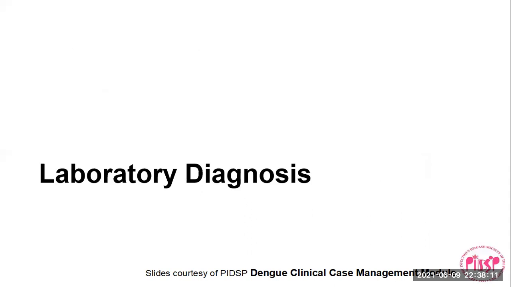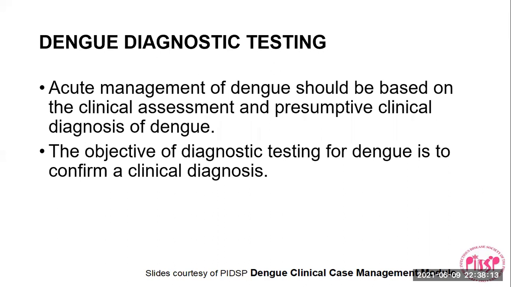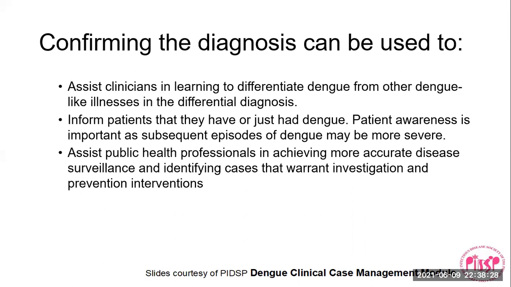So, what is the laboratory diagnosis of dengue? Actually, the acute management of dengue should be based on the clinical assessment and presumptive clinical diagnosis of dengue. So, a clinical diagnosis is enough for you to start management. The objective of diagnostic testing for dengue is to confirm a clinical diagnosis. Also, it can assist clinicians in learning to differentiate dengue from other febrile illnesses.